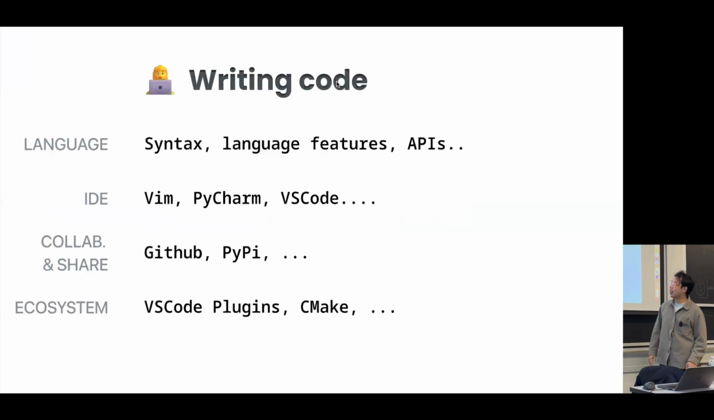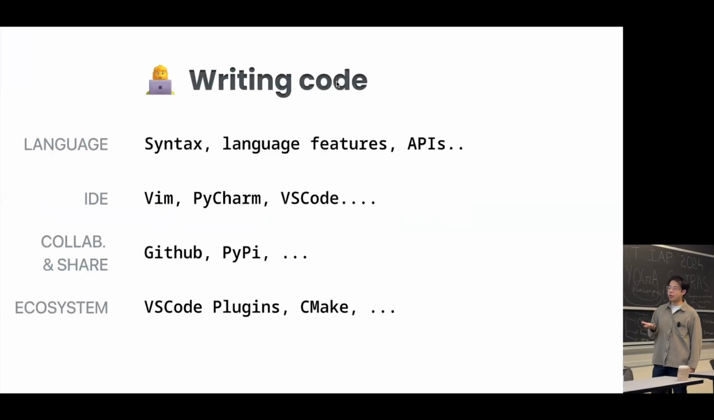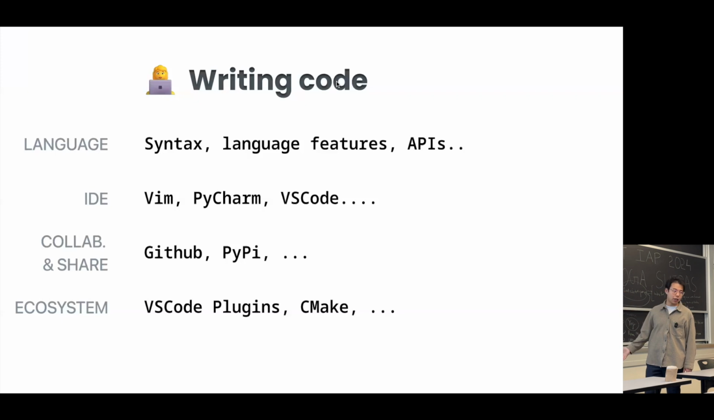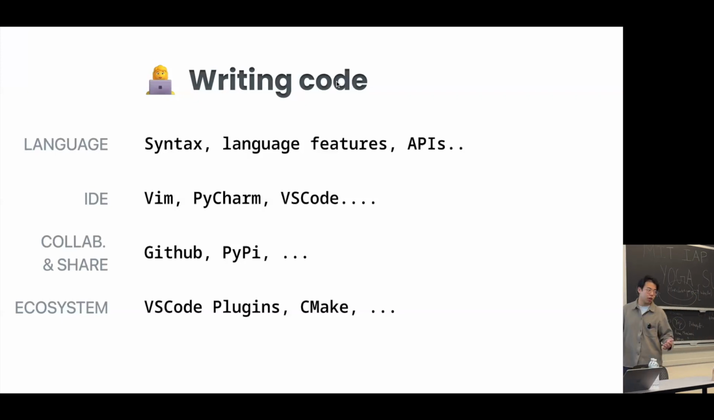But think again: in writing code, there are some very familiar concepts that we know. For example, we know certain programming languages, their syntax, their features, and some APIs for doing stuff. We have our own IDEs, our own development environments for working quickly and efficiently, like Vim, PyCharm, and VS Code. We have systems for collaboration and sharing. We can collaborate on GitHub, share our code on GitHub, and publish our Python libraries to a repository like PyPI. And then we have the whole ecosystem: plugins, CMake, and other workflows to support us in coding.